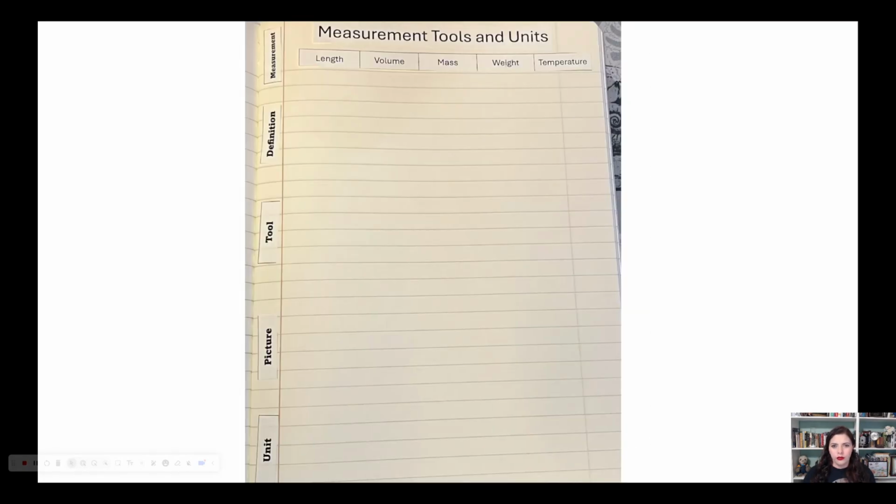This is your journal. So you are going to have the 5 different types of measurements that we need to do, right? And then you're going to glue in the definition, the tool, like the name of the tool, a picture of that tool, and then whatever unit we use for that tool, okay? And this is going to help you out a lot when we do our measurement lab. So let's take a look at what it should look like.